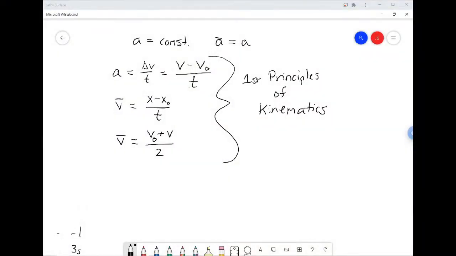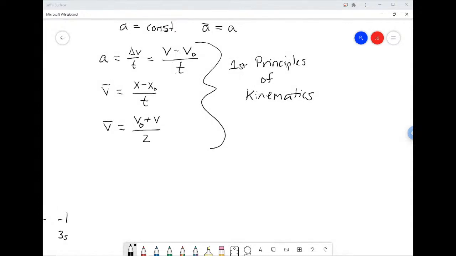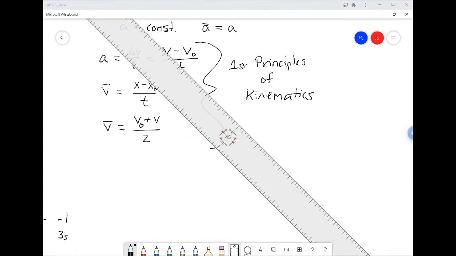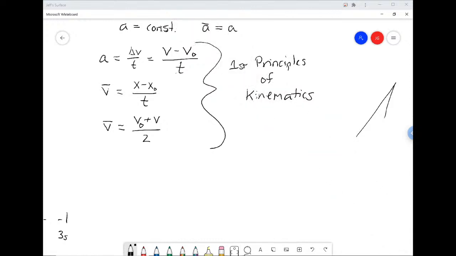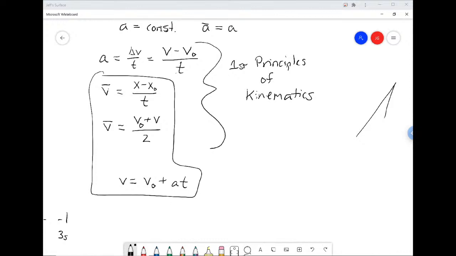So I think I'll just rewrite these. Another way you could write the first equation, it's oftentimes written like this. Instead of writing a equals v minus v naught over t, you can rearrange it: v equals v naught plus a times t. So maybe those are the 3 most useful ways of thinking about these equations.